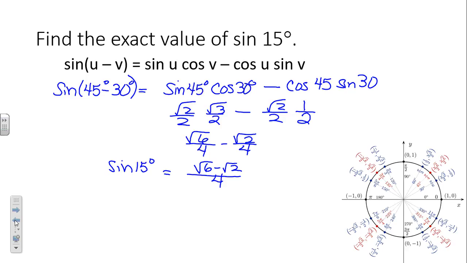But like you said, we could have also taken 60 minus 45, right? And gotten the same thing, right? But we don't know 5 and 10, right? So we have to use the 30s, 45s, and 60s that we know, okay? We're kind of restricted in what we can work with, okay? All right, so far so good?